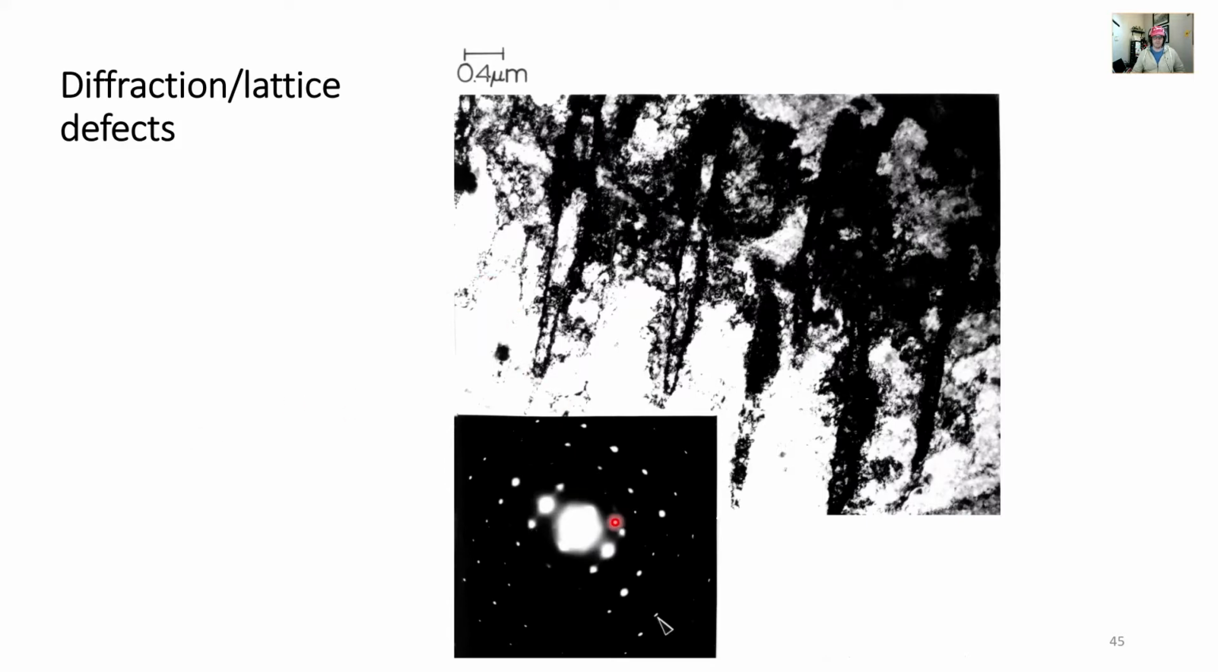Anytime you see contrast here, and we've talked about the formation of microbands, we know they're a dislocation structure. And so dislocation structures are pretty much a lattice defect if you think about it.